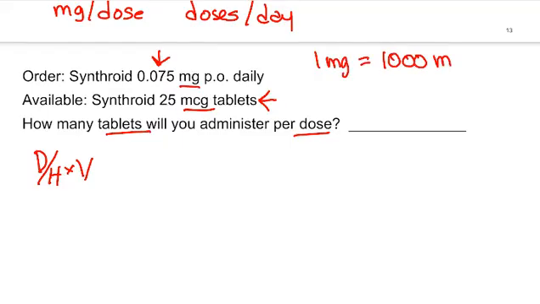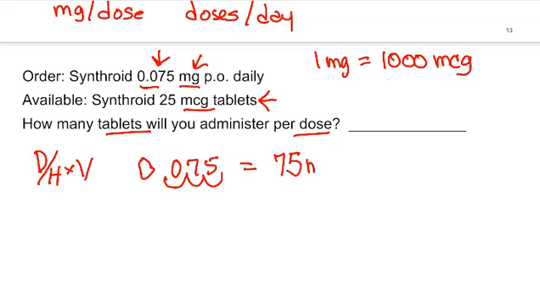1,000 micrograms. Okay, so I like to try to get my calculations away from these decimals. So I'm going to put milligrams into micrograms for my doctor's order. So I have 0.075 and I'm going to multiply that by 1,000. So I go 1, 2, 3 decimal points. I know that that equals 75 micrograms. That's my doctor's order. Okay, so my D is 75 micrograms.